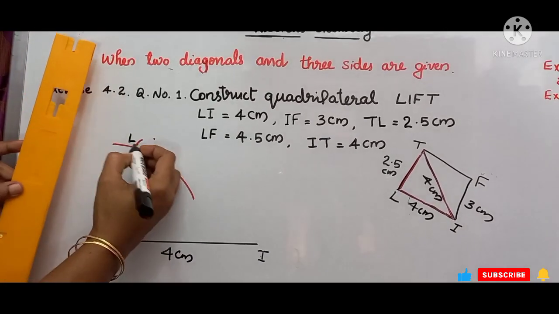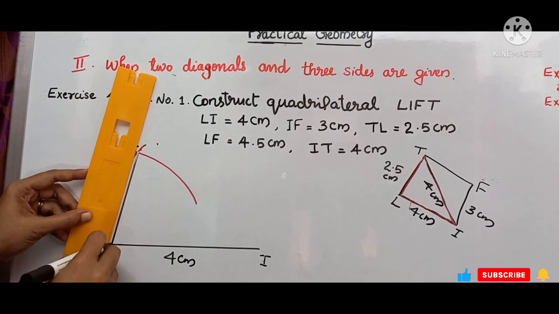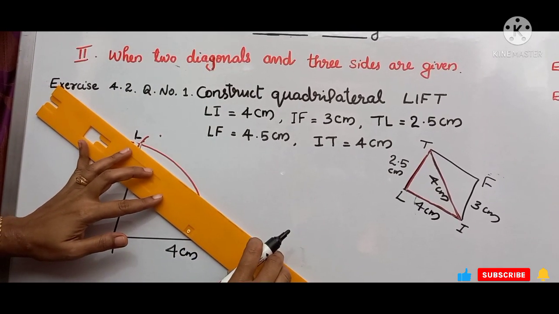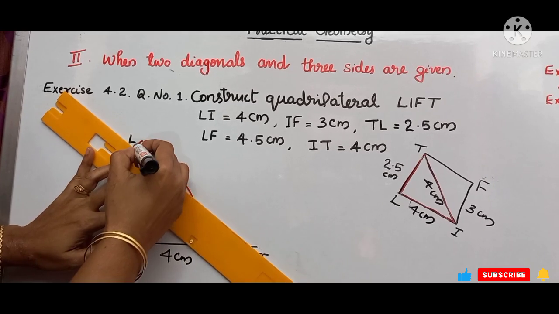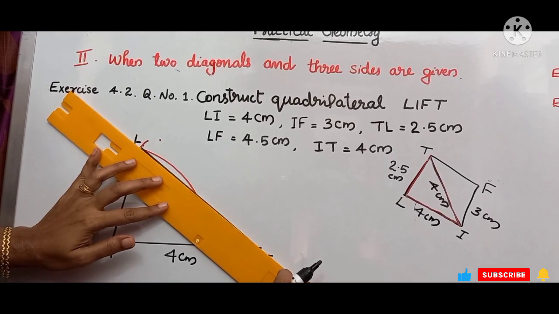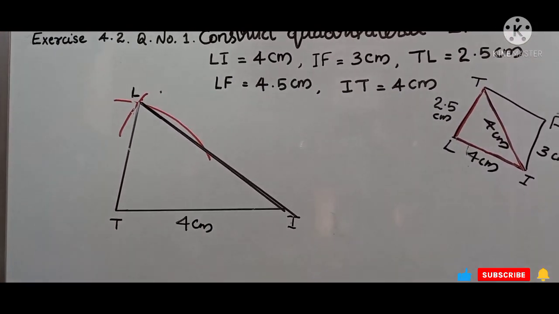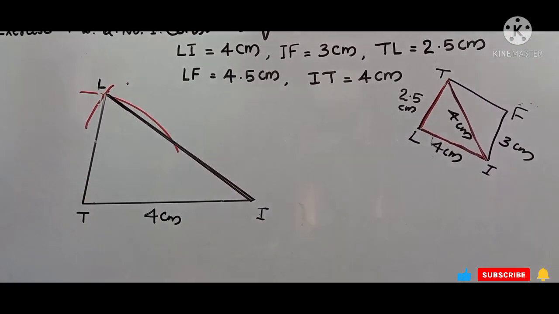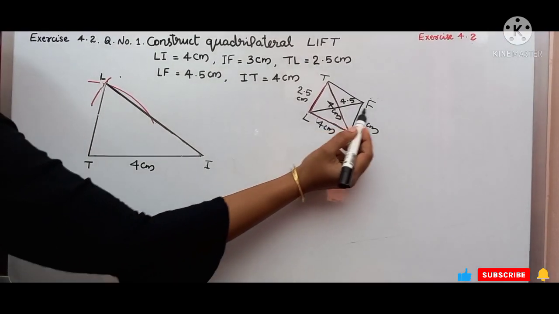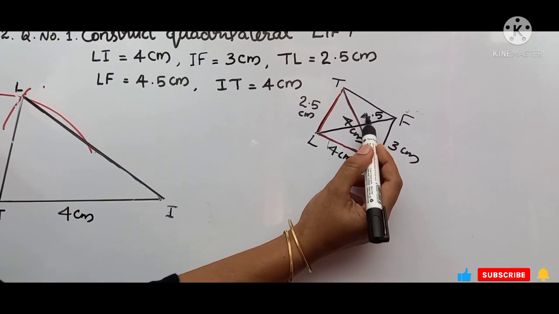Write L here and join this point L and T like this way, and this point L with I also we have to join here. Then LF is given 4.5 centimeter. We have to join LF and write 4.5 centimeter here.